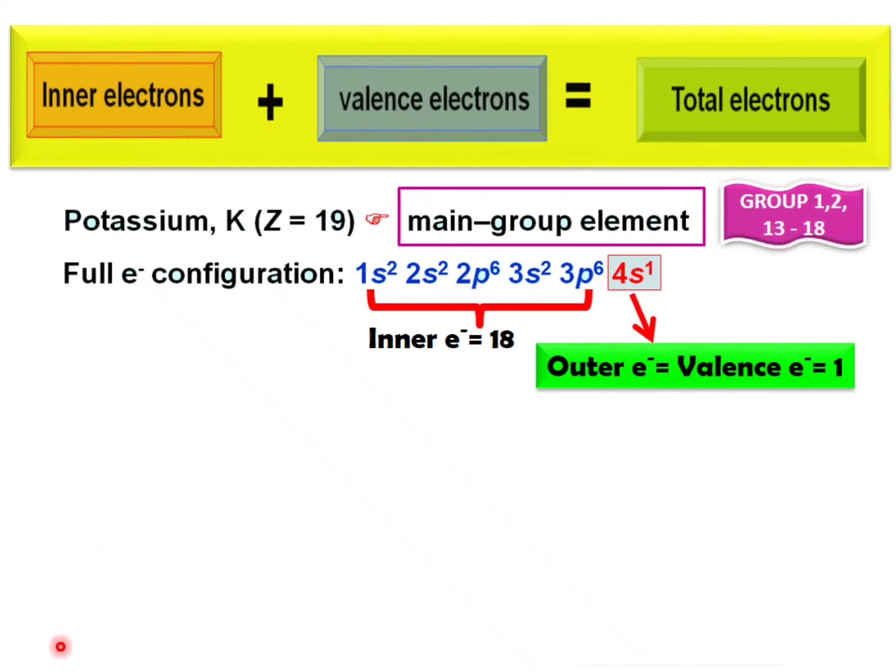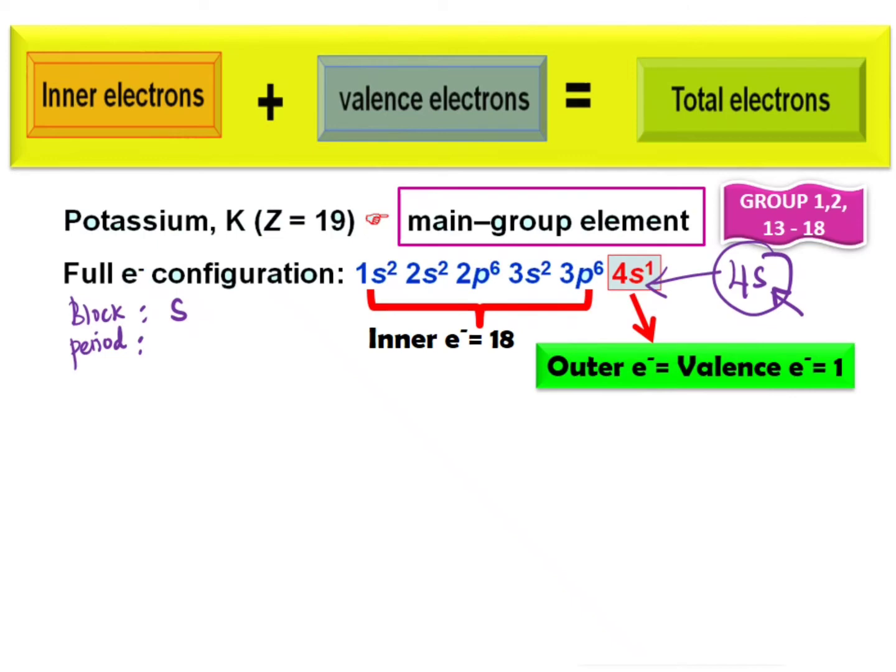Okay, so how to determine the block? Biasanya saya suka pelajar identify dulu dia block apa. Itu lebih senang. So nak identify block dia based on configuration electron, tengok yang mana yang paling hujung. So yang paling hujung adalah 4s. Nampak tak? So S. Okay, so bermaksud block for potassium adalah block S. Nampak tak? Okay, tengok yang paling hujung je. Senang.